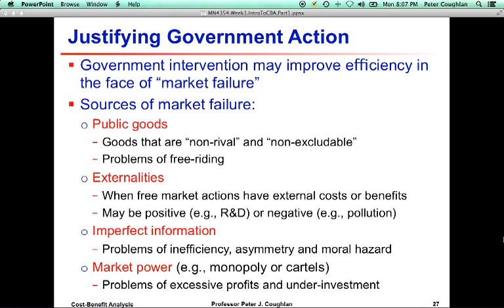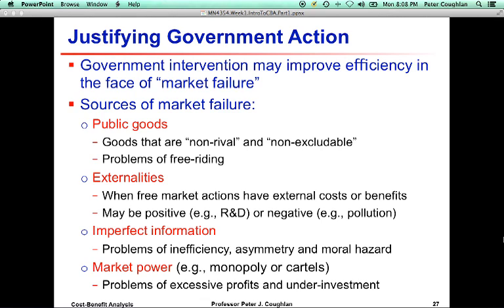And finally, of course, market power. Monopoly or cartel. If you have a monopoly or you have a cartel, collusion among companies, they can then have above equilibrium market prices, excessive profits, underinvestment. So when you have monopoly or market power, there's other cases where we have a market failure, in other words, an inefficient market. So naturally, the government gets involved in those sorts of markets with things like the Sherman Antitrust Act, etc.